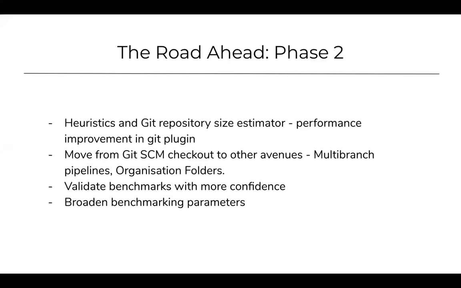The last thing is broadening the benchmarking parameters. So we've seen that not only the size of the repository, but the structure, that is the number of branches, the commit history, and the tags, all of that can also have an impact on the performance. And we need to perform a sensitivity analysis on that part as well to gain better insights. So this is it.